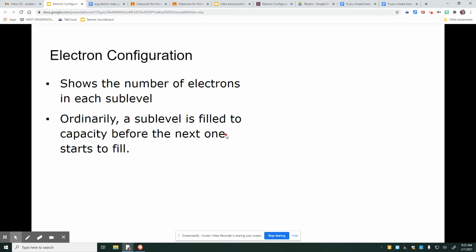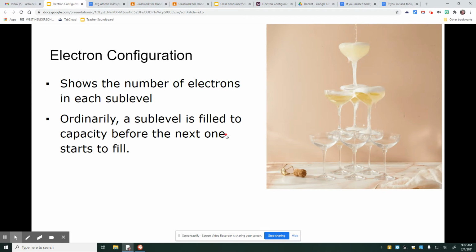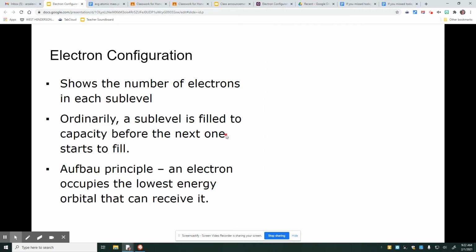I like to think of a champagne fountain, where you stack champagne glasses and then pour champagne into the top glass only. The top glass fills up and then spills over and fills up the next level, which then spills over and fills up that bottom level. So that's kind of how the electrons are going to go. They are going to fill a sublevel to completion, and then the next one would start to fill.